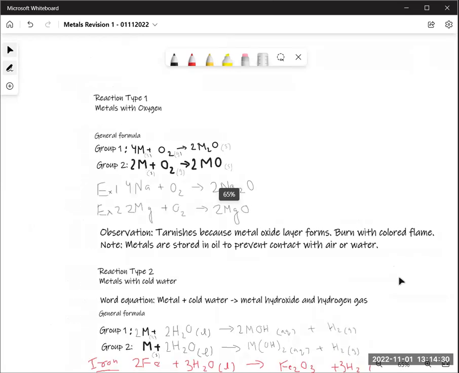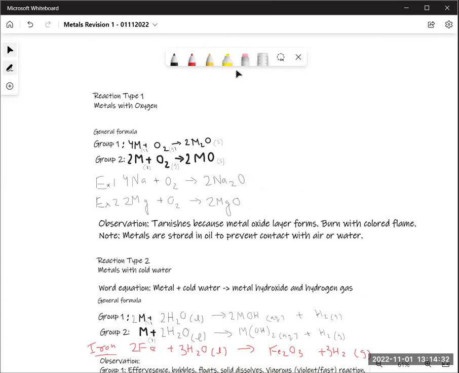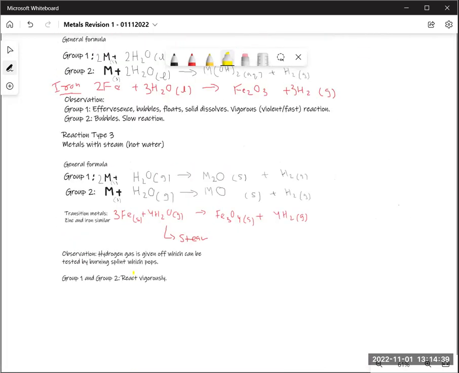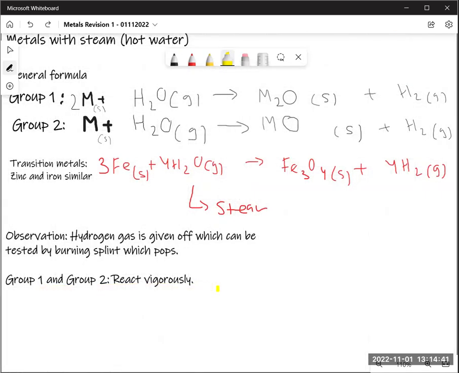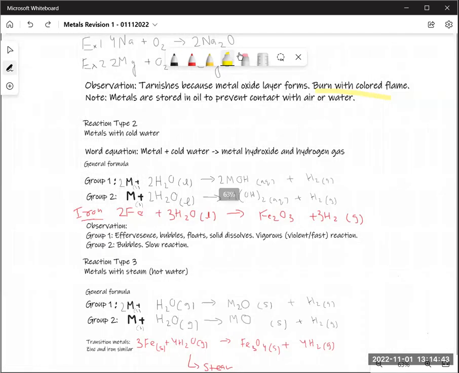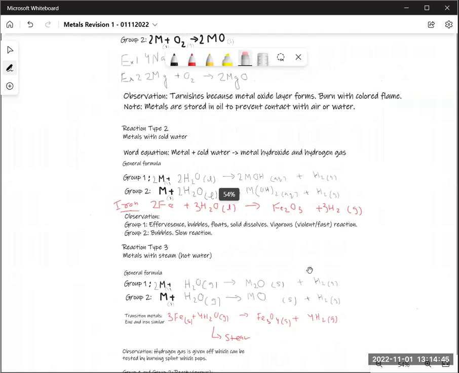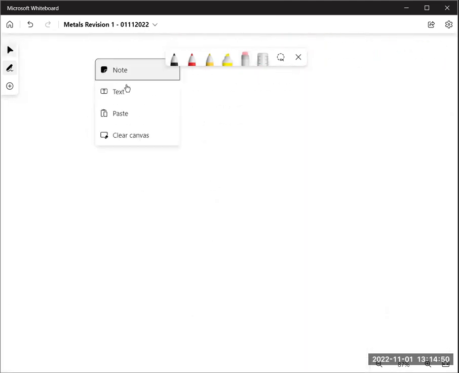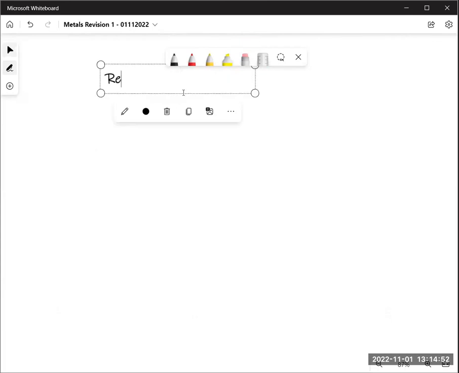Done? Ritika? Neha? Yes, sir, I'm done. Burn with a colored flame. We look at colors later and react vigorously. Now, if you get any questions now, you should not be shocked where it's coming from. Everything is given here. Every question will be from this information only. Now, the last type of reaction, type 4, is metals with dilute acid.